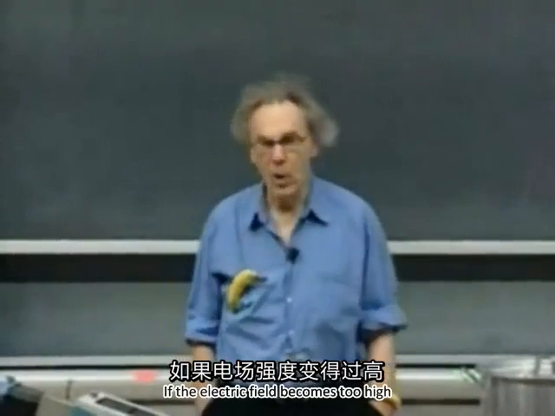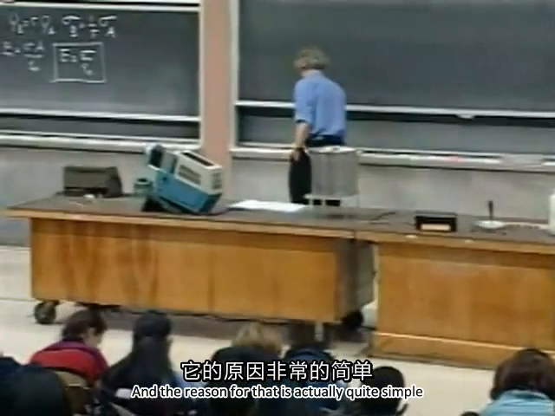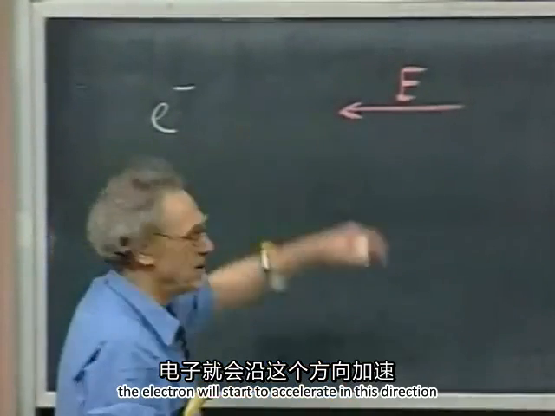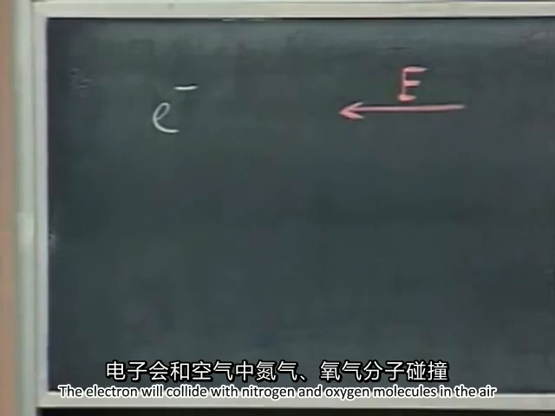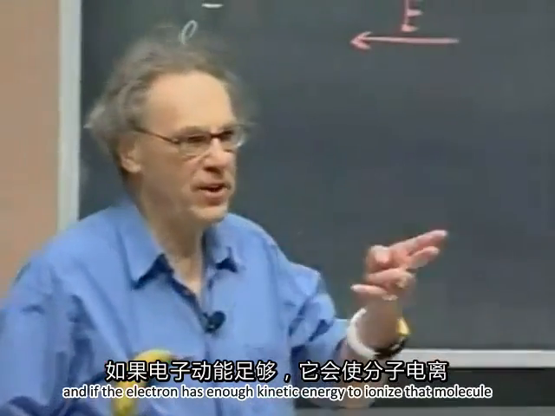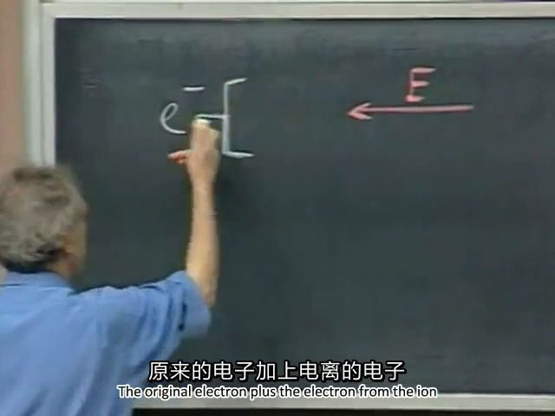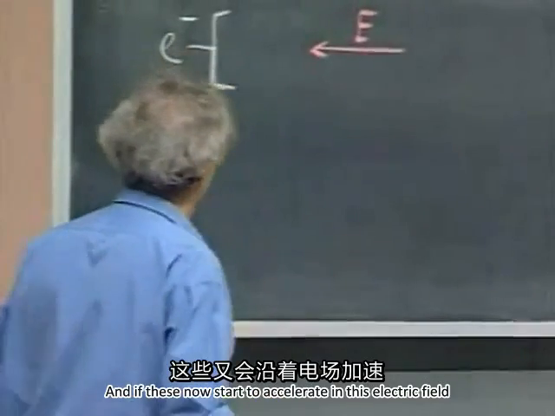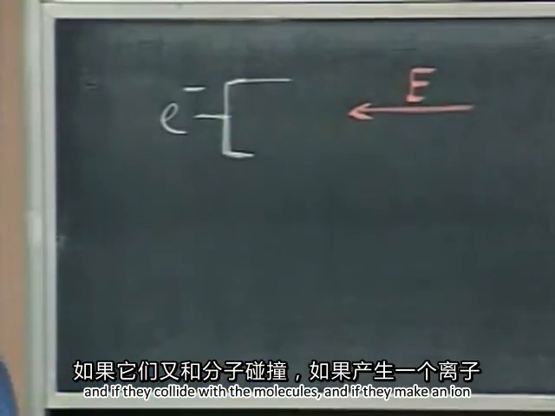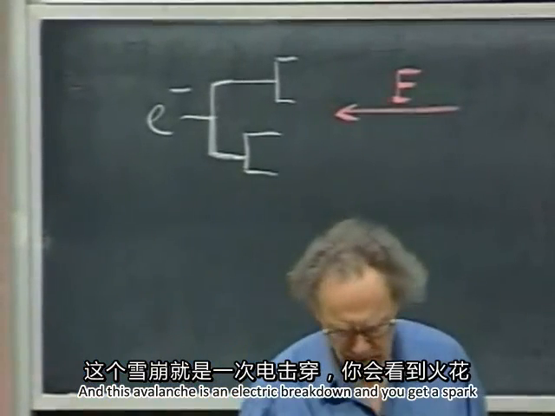If the electric field becomes too high, we get what we call electric breakdown. We get a discharge into the air, and the reason for that is actually quite simple. If I have an electron here, and this is an electric field, the electron will start to accelerate in this direction. The electron will collide with nitrogen and oxygen molecules in the air, and if the electron has enough kinetic energy to ionize that molecule, then one electron will become two electrons, the original electron plus the electron from the ion. And if these now start to accelerate in this electric field, and if they collide with the molecules, and if they make an ion, then each one will become two electrons, and so you get an avalanche. And this avalanche is an electric breakdown, and you get a spark.